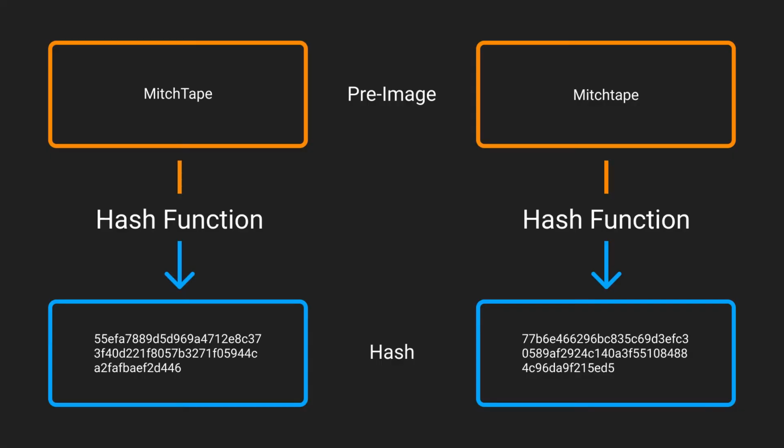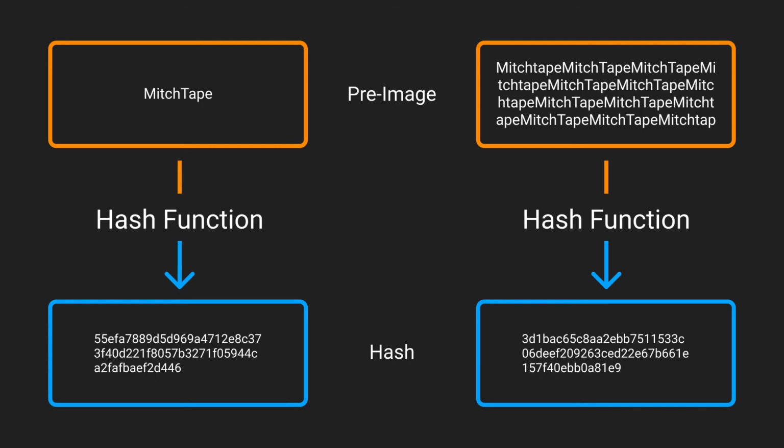In fact, changing just one character of the data going in is enough to change roughly 50% of the hash which comes out. In this example, our original preimage has an uppercase T. The new preimage has a lowercase t, creating a completely different hash and vastly improving the security of the hash function.